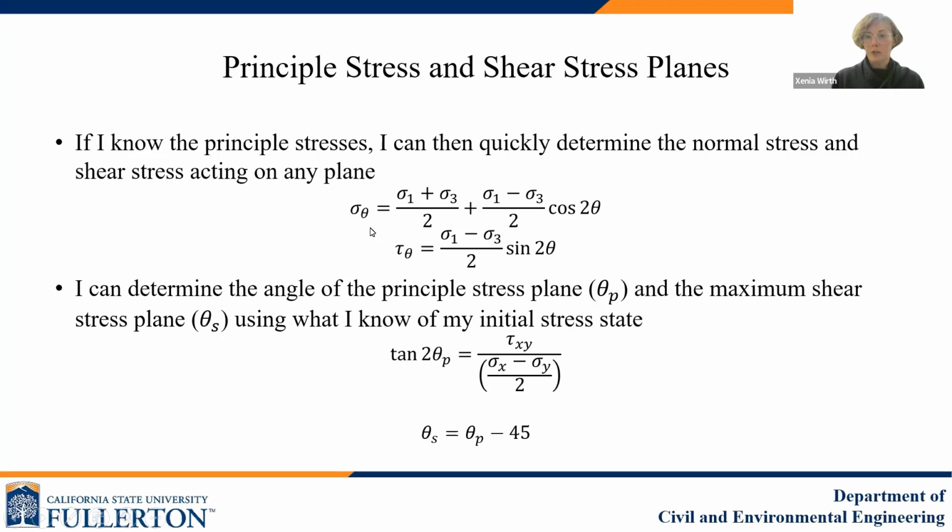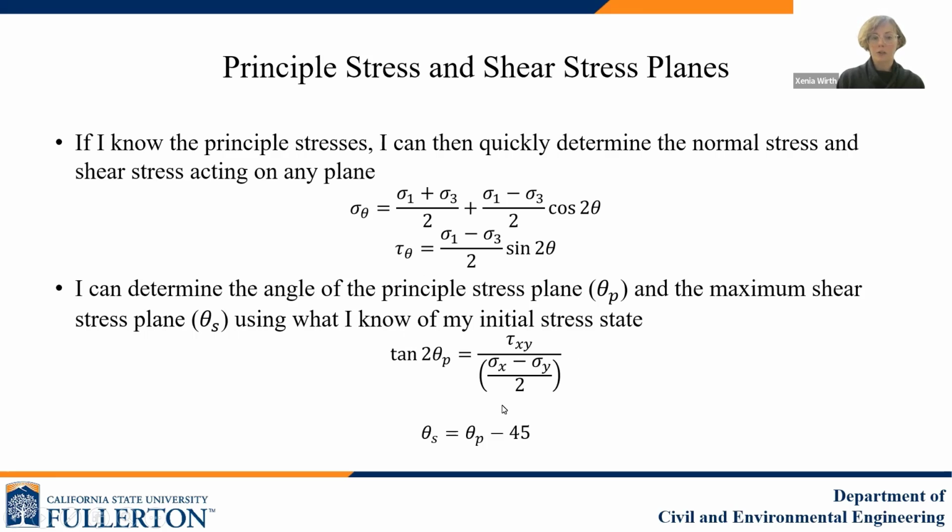If I know my principal stresses, it becomes much easier to determine the normal and shear stresses acting on any plane because the equations become shorter. The equations are smaller because you don't have shear stress acting on this plane. So knowing my principal stresses, sigma 1 and sigma 3, the normal stress acting on any plane is represented by this equation here. And the shear stress on that same plane is represented by this equation here, since I have no contribution of shear stress on the principal stress plane.